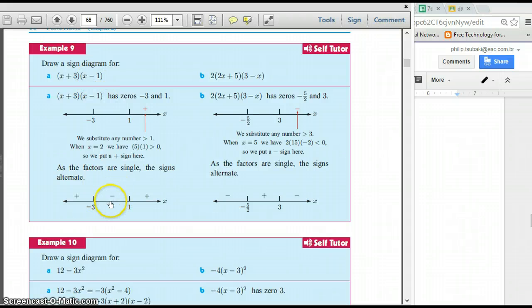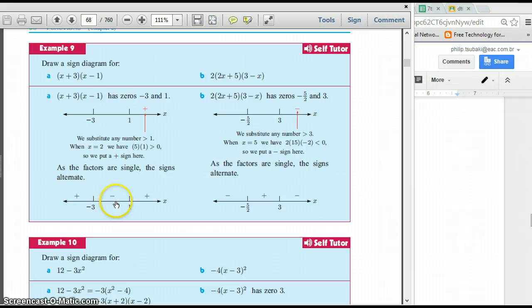So all the numbers between negative 3 and 1 are negative. And then last of all, we do all the numbers between negative 3 and negative infinity. Let's choose negative 100. So negative 100 would be negative 97 times negative 101. Those are two big negative numbers, makes a positive, so it's positive.